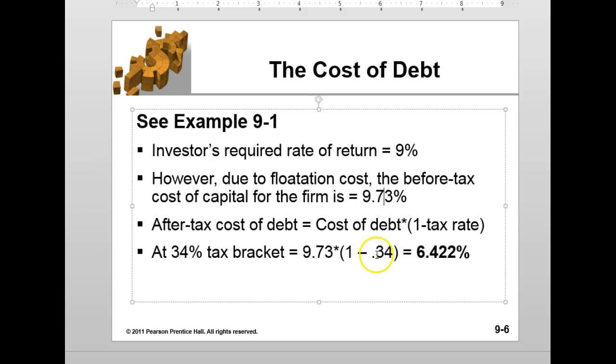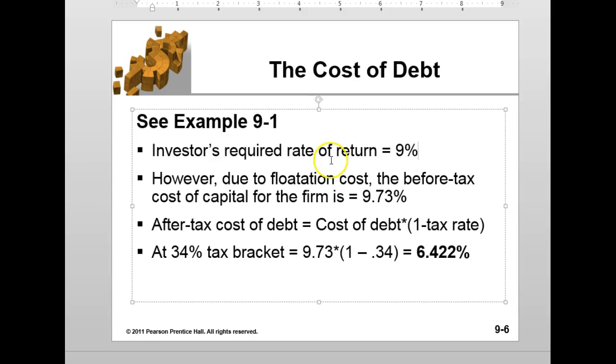9.73%. Now remember, we're paying interest, so that's going to lower the net income. So we're getting some of that interest cost back. So now we have to figure the after-tax cost of debt. And that's going to be the cost of debt, 9.73 times 1 minus the tax rate. And the tax rate is 34%. So the true cost of debt after tax is 6.422 rather than this 9% required return by the investor.